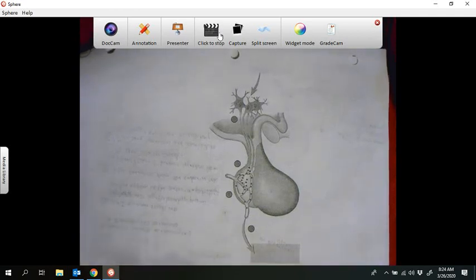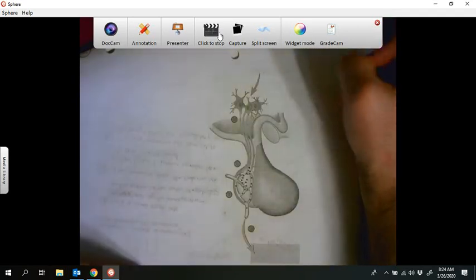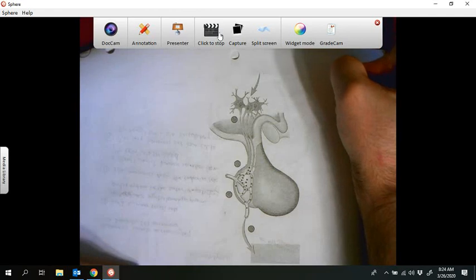Hello, this is video 10 for the endocrine system in anatomy and physiology. And we are on diagram 10 in our diagram packet. And here we're going to look at the posterior pituitary.